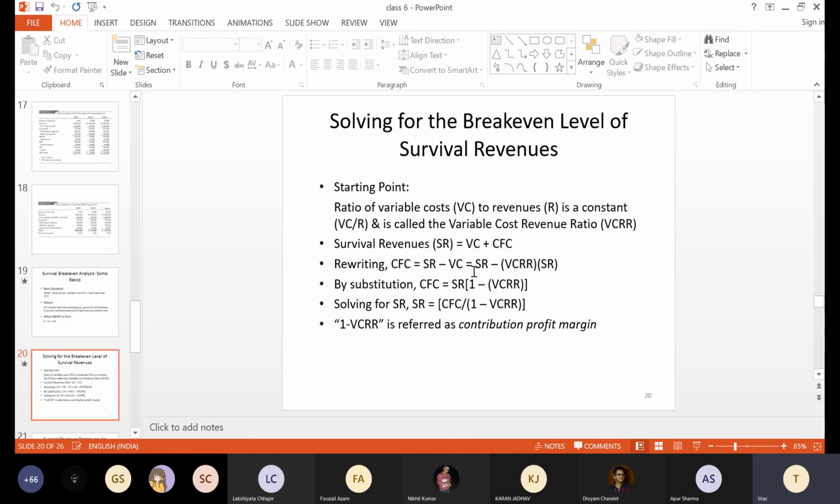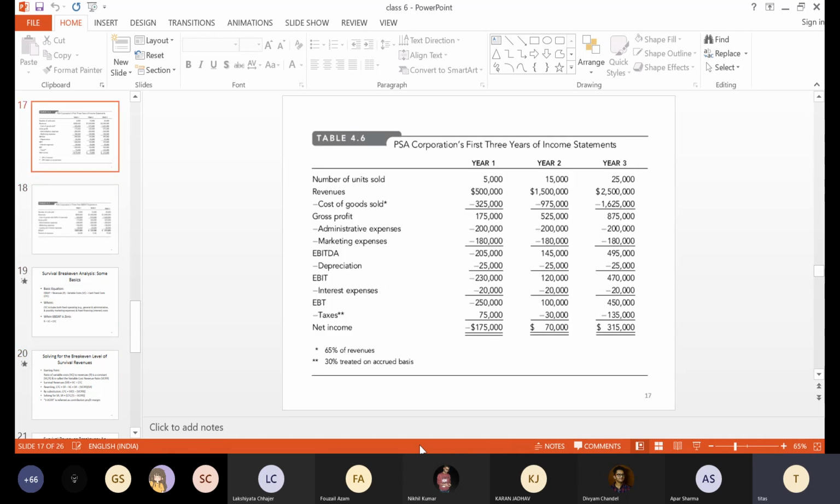So what is coming? Survival revenue minus variable cost. And if the total variable cost we present as unit variable cost and the revenue volume, so what will it be? Percentage of that is just here in this slide. Just see, 65% of revenue is your cost of goods sold. That means you are presenting it as a percentage of revenue.